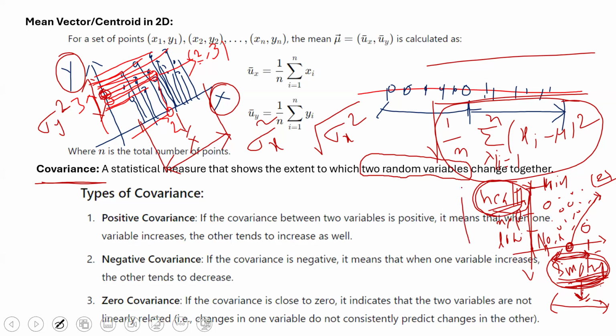Variance along the health also says the same. But the influence of smoking on the health is determined by the covariance. Is that clear?